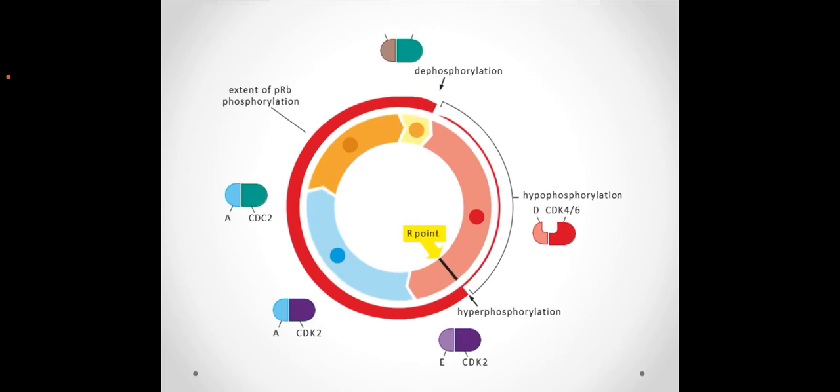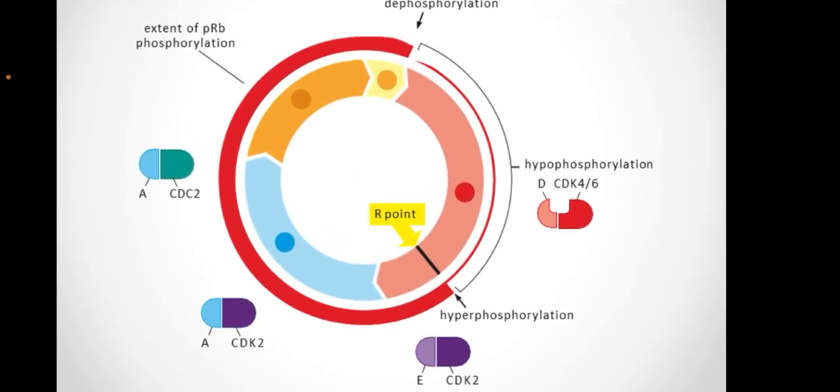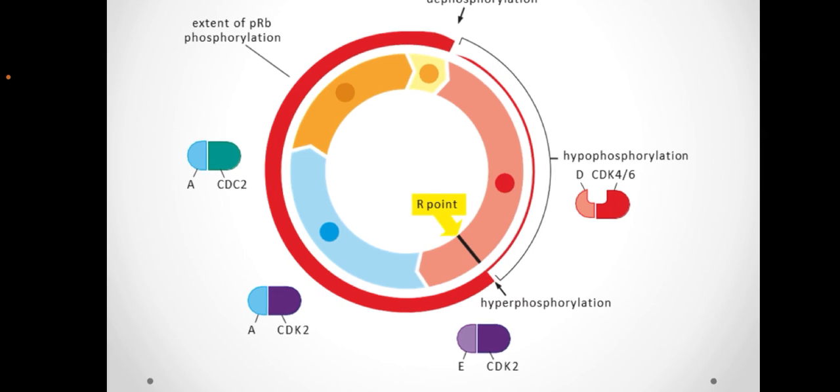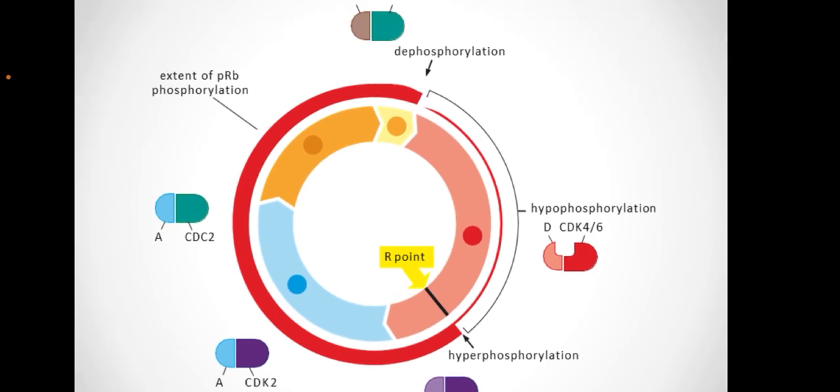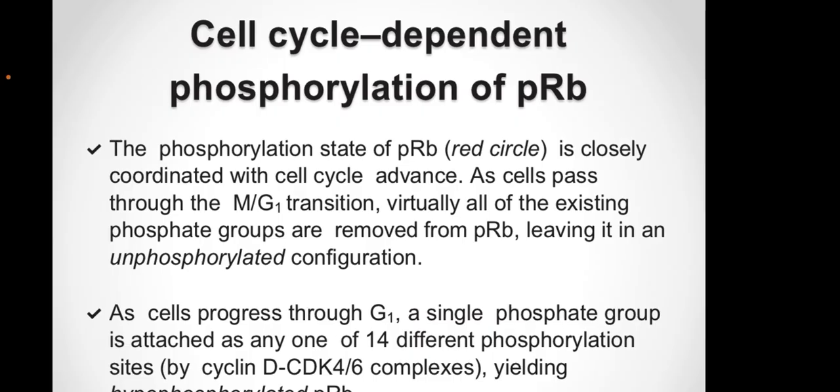So in this diagram, cyclin and CDK levels are shown at different stages of the cell cycle. As you can see in the diagram, cyclin D, CDK4 and 6 are abundant in G1 and weakly phosphorylate pRB. During G1 and at the R point, CDK2 binding with E-type cyclins replaces CDK4 and 6. Once the cell passes through the R point, A-type cyclins replace E-type cyclins, and pRB is kept at the hyperphosphorylated level with CDK2 replaced by CDC2, also known as CDK1, cyclin-dependent kinase 1.